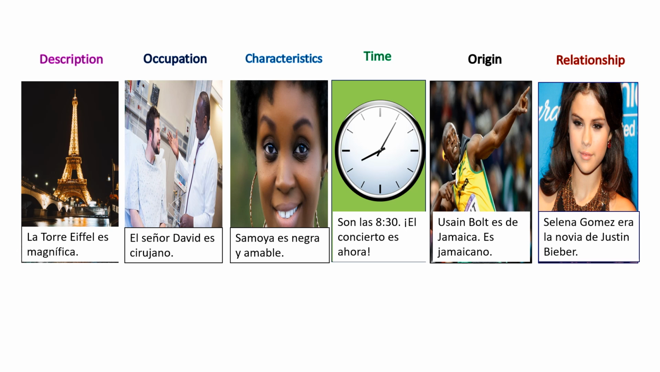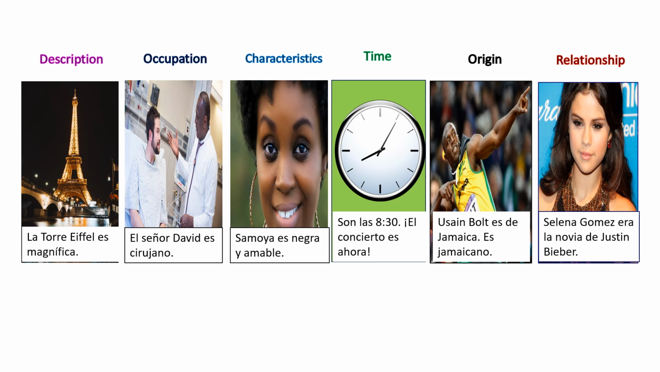Selena Gomez era la novia de Justin Bieber. Alright, so remember, description, occupation, characteristics, time, origin, relationship. That has to do with the verb ser. You may make notes of these, please. You can pause your video and do a screenshot, or you can take notes, whatever you prefer to do.